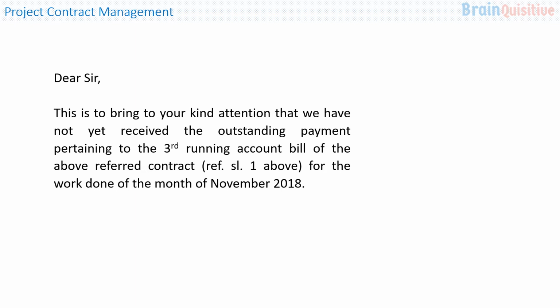As an example, you can see we have started this letter with addressing the person, dear sir. This is to bring to your kind attention that we have not yet received the outstanding payment pertaining to the third running account bill of the above referred contract, refer serial 1 above, for the work done of the month of November 2018. Here, not yet received the outstanding payment refers to the purpose of writing the letter.